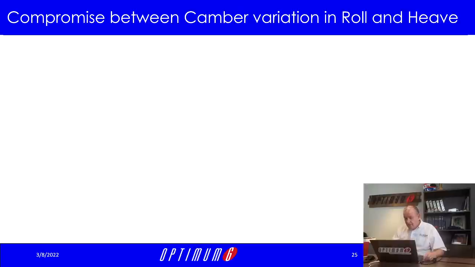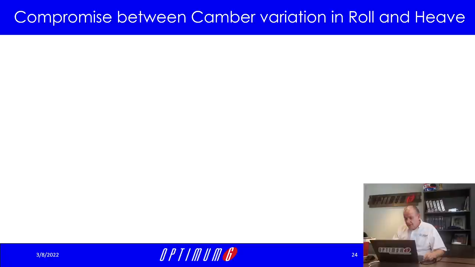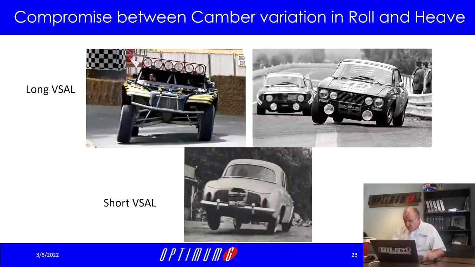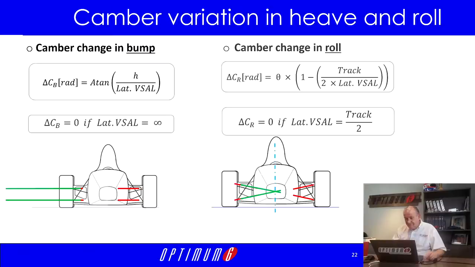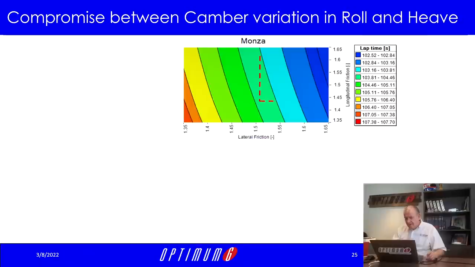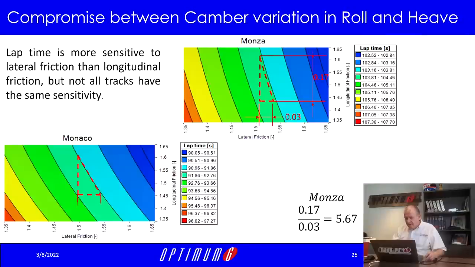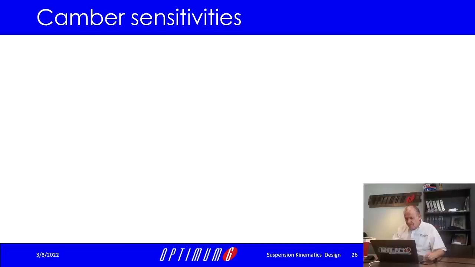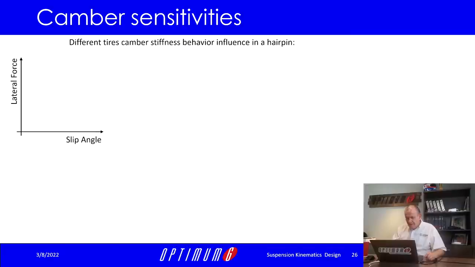What camber variation do you want to look at the most? The one in heave or the one in roll? Okay, I think you start to have an idea there that mastering the camber variation in roll is maybe more important. So you need to understand your tire model.